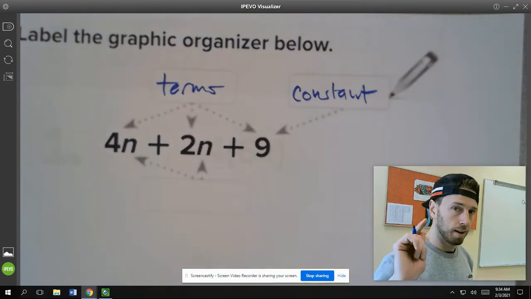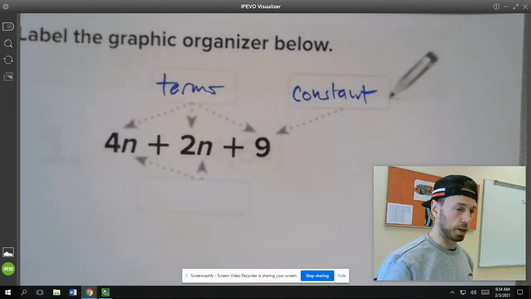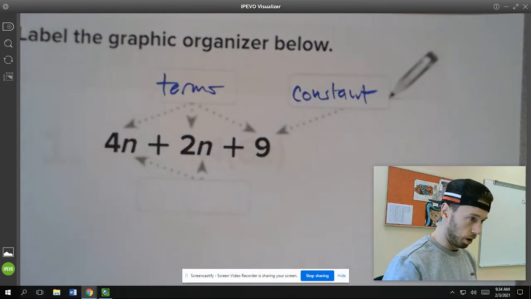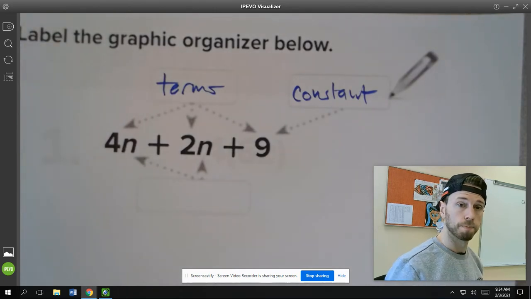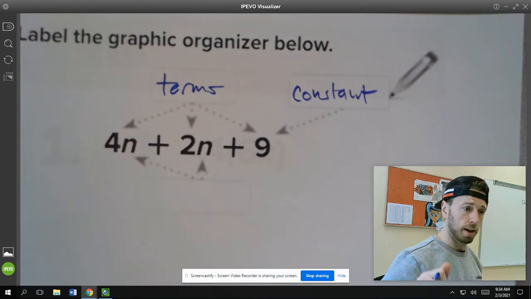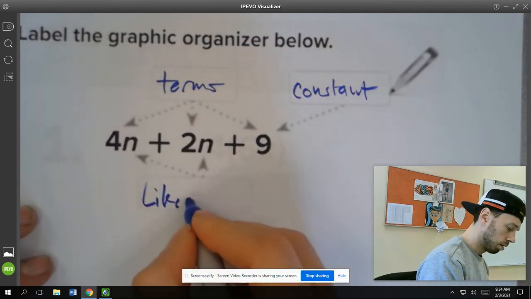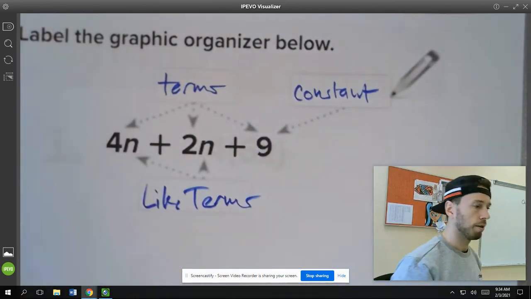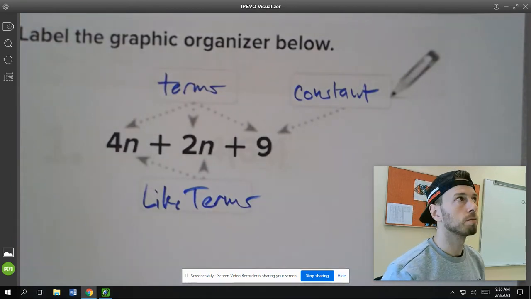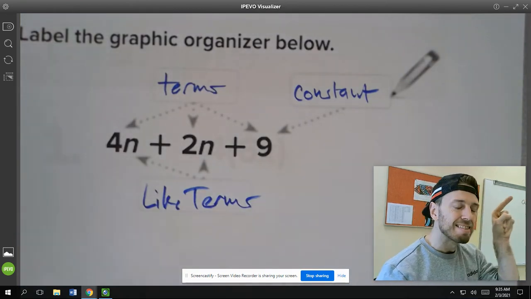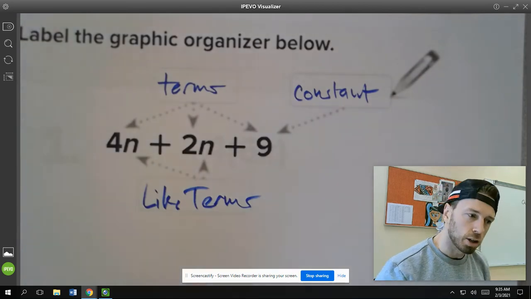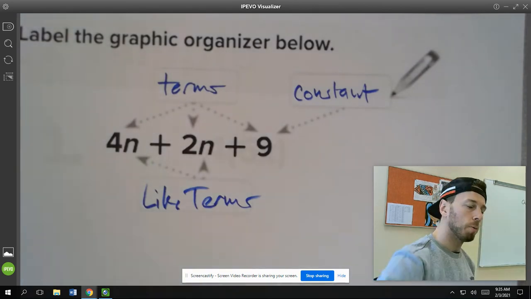Are there any like terms in this expression? If so, how many? What are they? Yeah, there are 2 like terms in this expression. The 4n and the 2n are like terms, and they're like terms because they have the same variable.